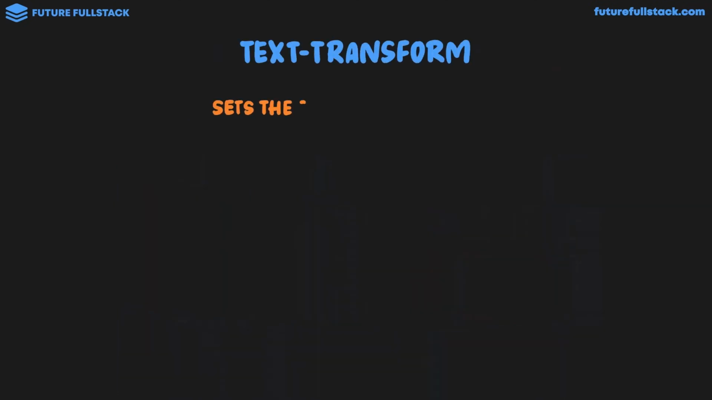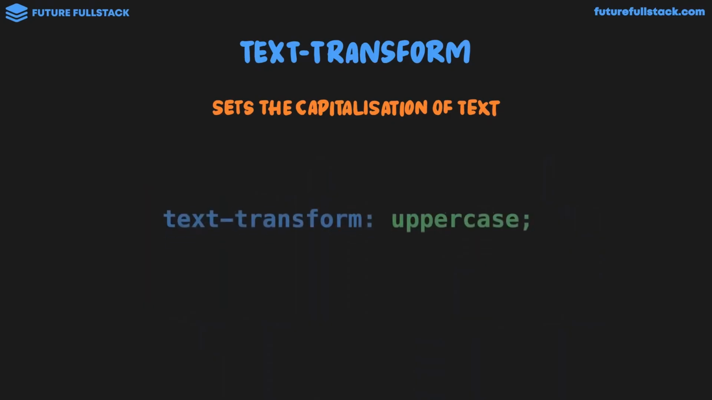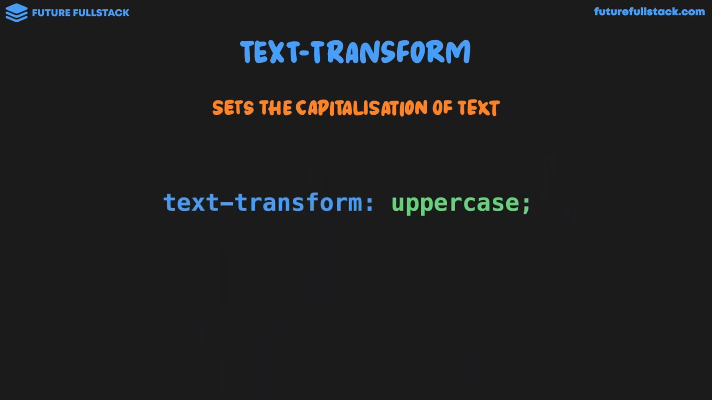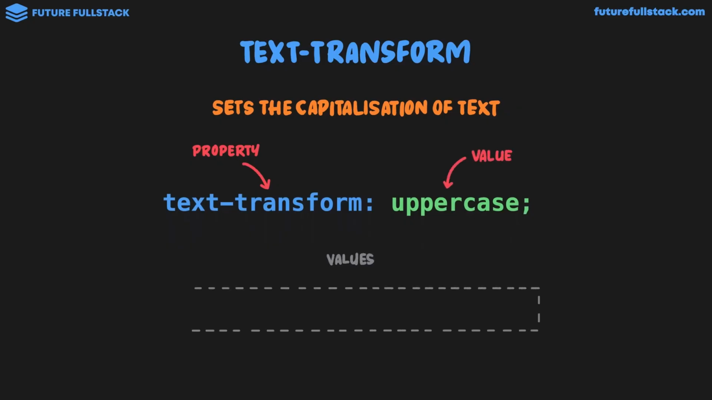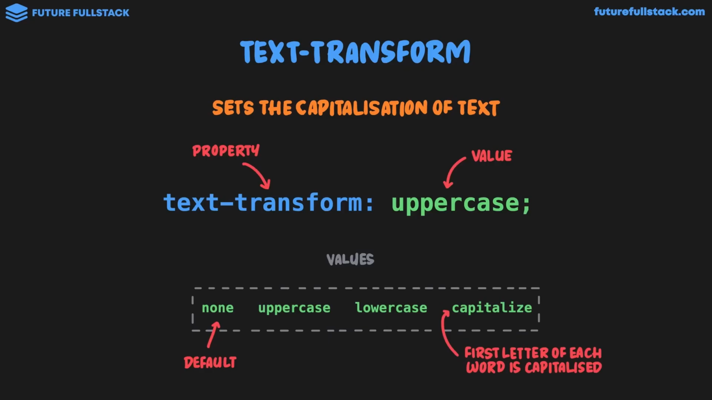This property sets the capitalization of text. Over here, we can see text-transform is the property, and uppercase is the value. The values for this property include none, uppercase, lowercase, and capitalize. None is the default value, which means text will just appear exactly how you typed it in your HTML document. Uppercase turns all letters into uppercase, lowercase turns all letters into lowercase, and capitalize means the first letter of each word is capitalized. Let's go play around with this in VS Code.